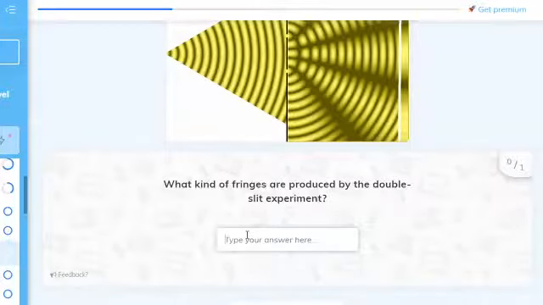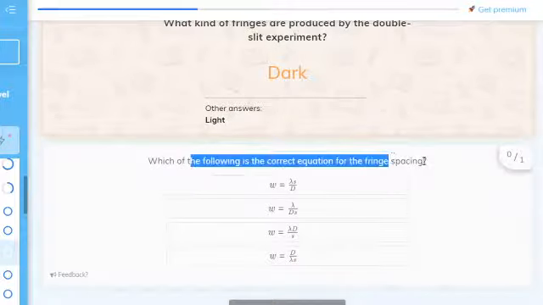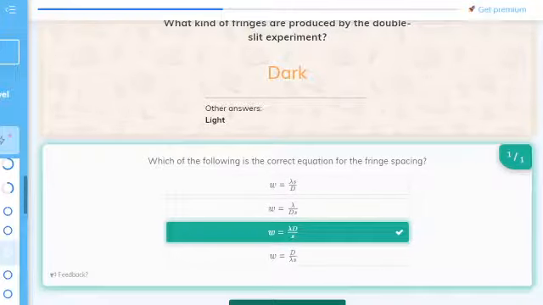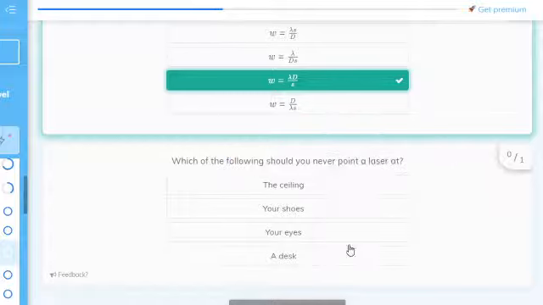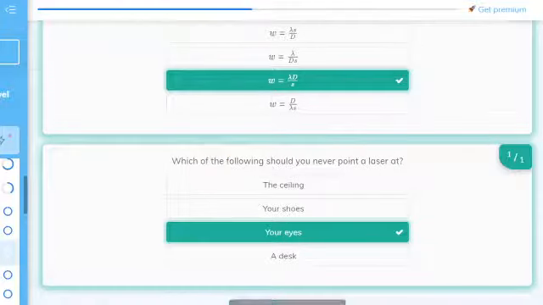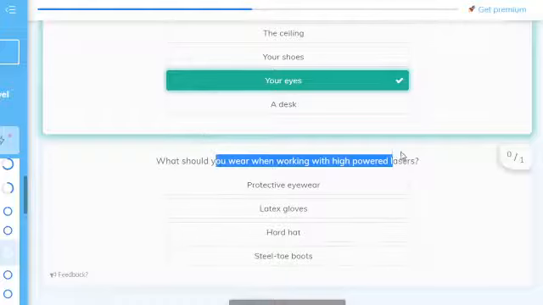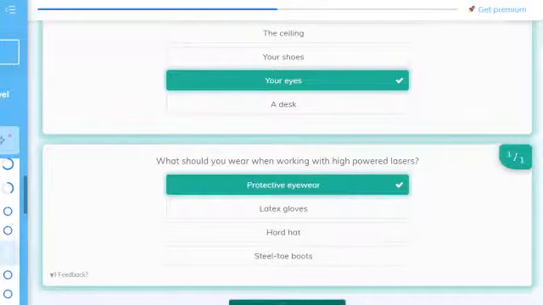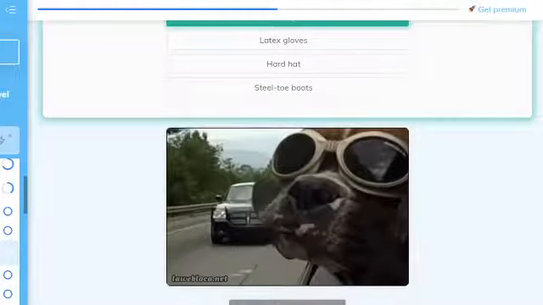What kind of fringes are produced by the double slit experiment? Alternating. They're fringes with gaps in them. Right, dark. The following is a correct equation, so it is this one. Perfect. Which of the following should you never point your laser at? Your eyes. Oh no, your shoes. The shoes are going to complain. What should you wear while working with high-powered lasers? Protective eyewear to be able to save your eyes from when we don't point the lasers at you.